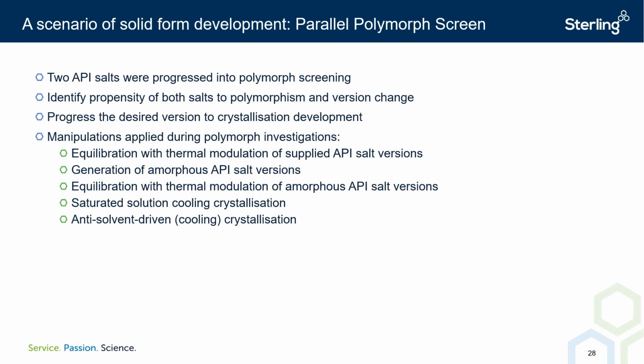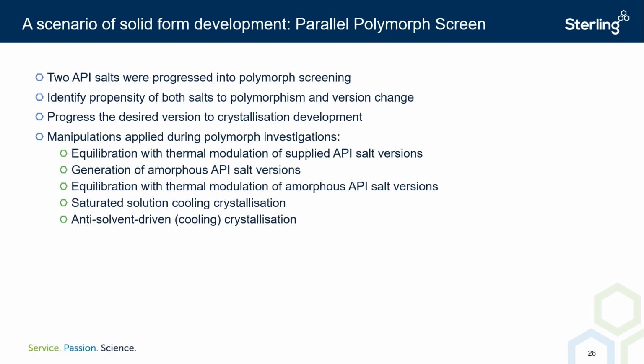Parallel polymorph screening of both salts began with equilibration of the supplied crystalline salts in various solvents and solvent mixtures to assess potential form change and visual solubility. Following that, the amorphous version of both salts was generated. It's important to isolate the amorphous version of an API or API salt, as the amorphous version is thermodynamically highly energetic and features no form memory that could influence subsequent equilibrations.